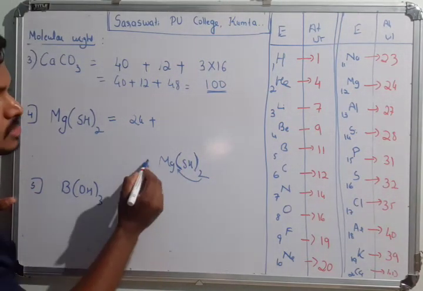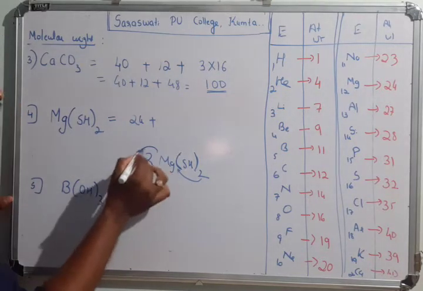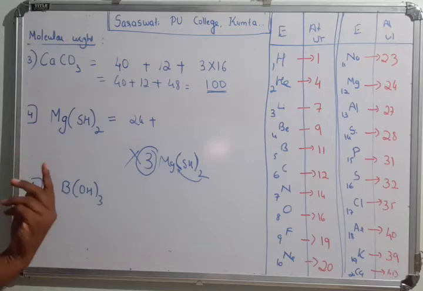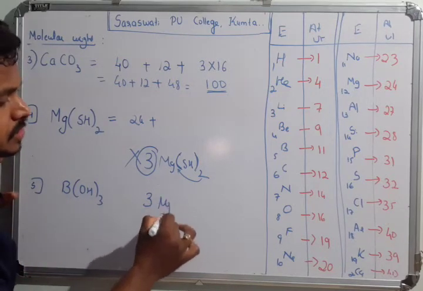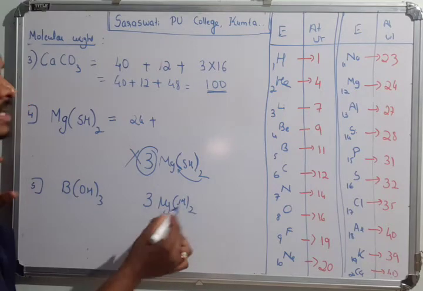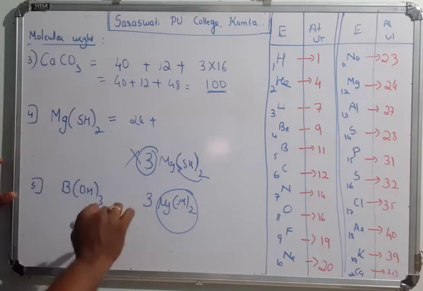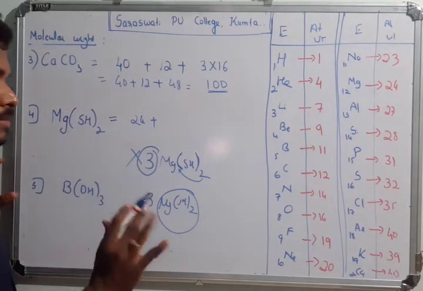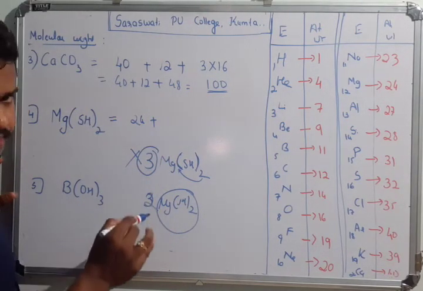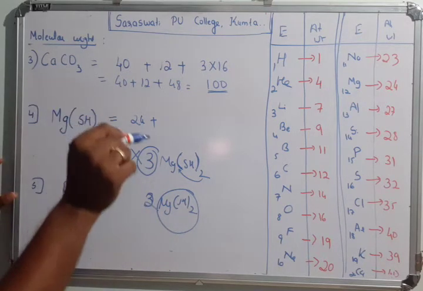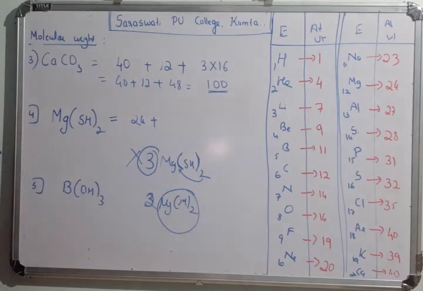Now what if I give it this way? The number which comes as a prefix, before the formula, should not be considered. If I give you 3 Mg(SH)2, still you have to find the mass of only one molecule. Then you can multiply the total. But there is no need to consider this number which is written over here. You can see everywhere, whenever we are writing the molecular weight, we will usually write only one, for the one molecule you are finding.